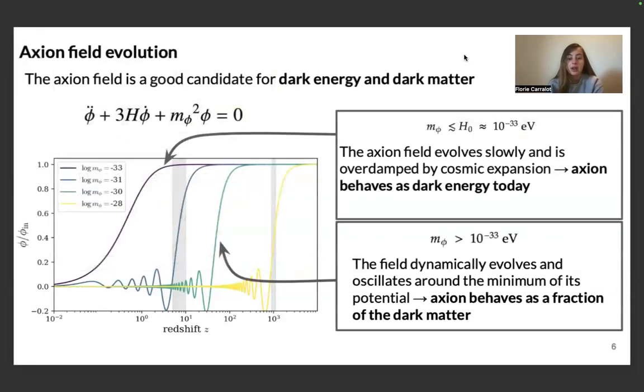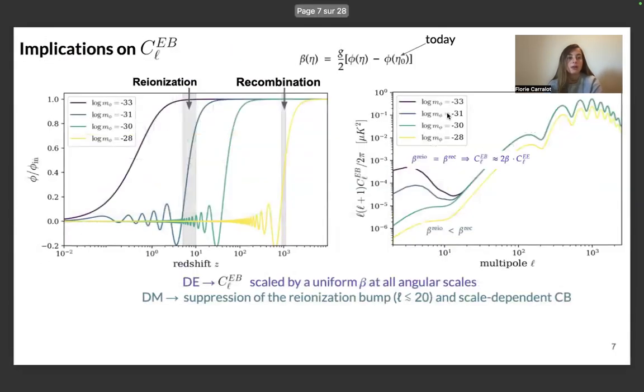On the other hand, when the mass of the field is larger than 10 to the minus 33 eV, the field dynamically evolves and oscillates around the minimum of its potential. In this case, the axion field behaves as a fraction of dark matter. Now let's look at the implications on the EB power spectrum.